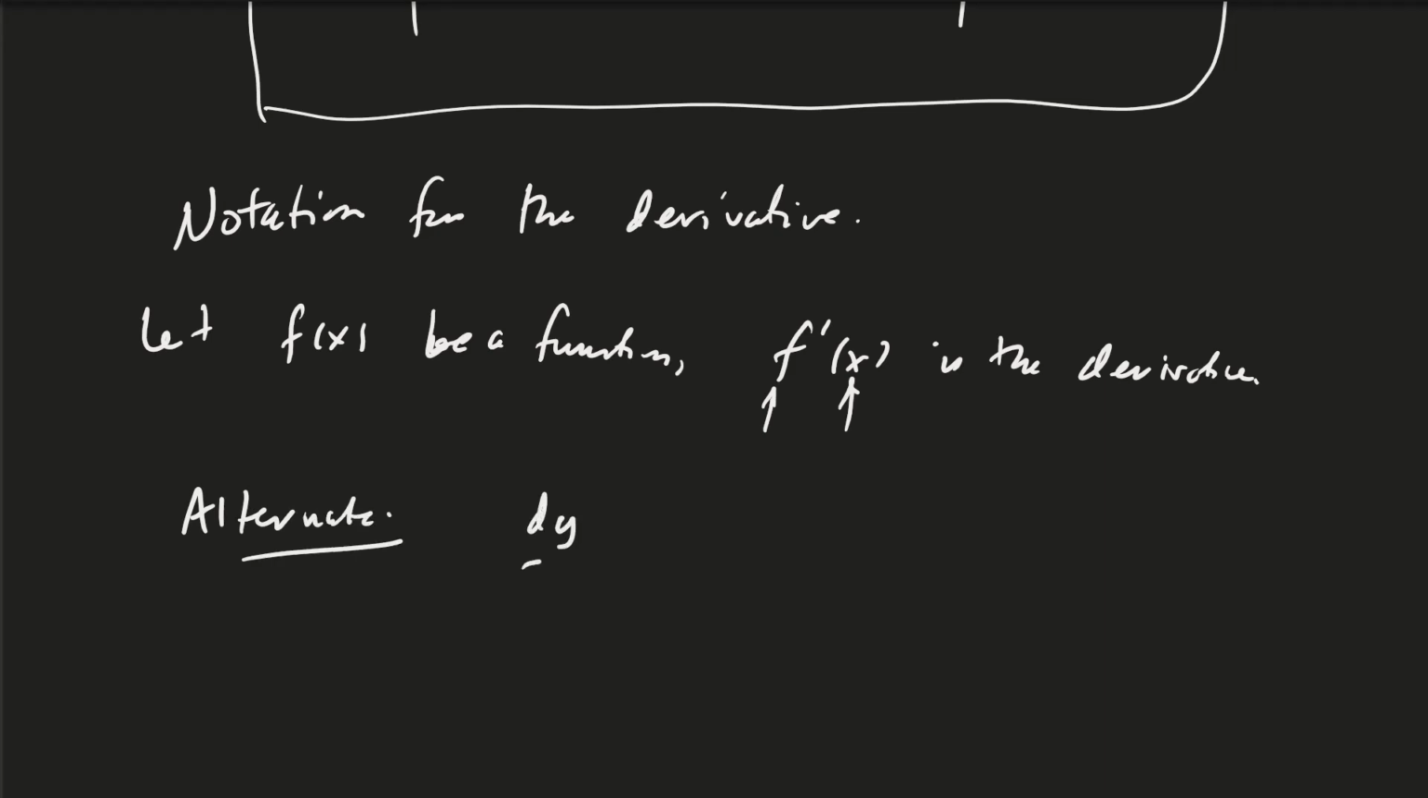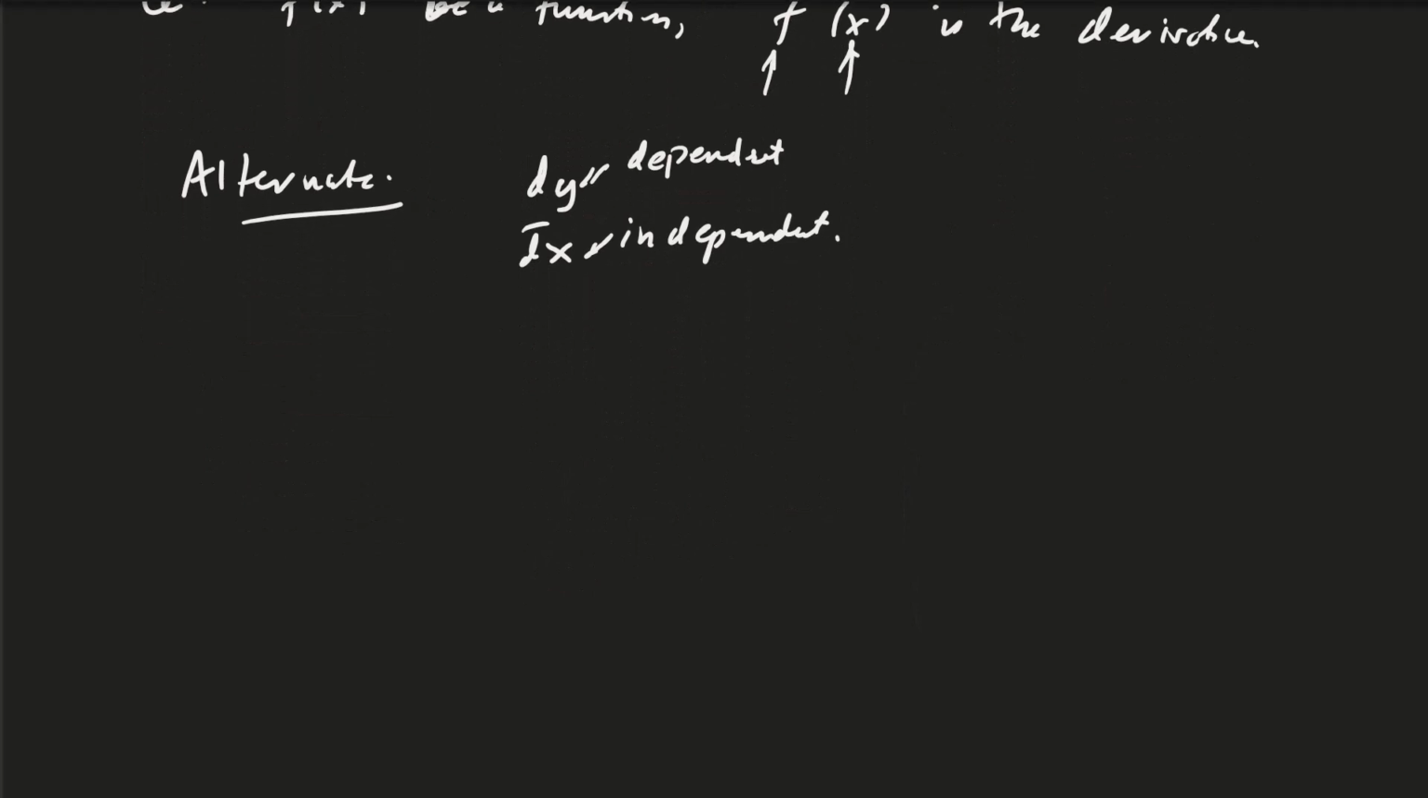is something like dy over dx, where this is saying that y is our dependent variable and x is the independent variable. Okay, so we're thinking of y as our function, or y is our variable for the function, and then x is the independent variable. So this has the added advantage that you can actually use that fraction as an operator.